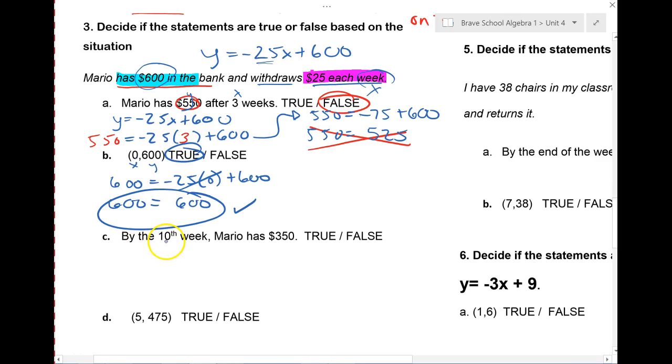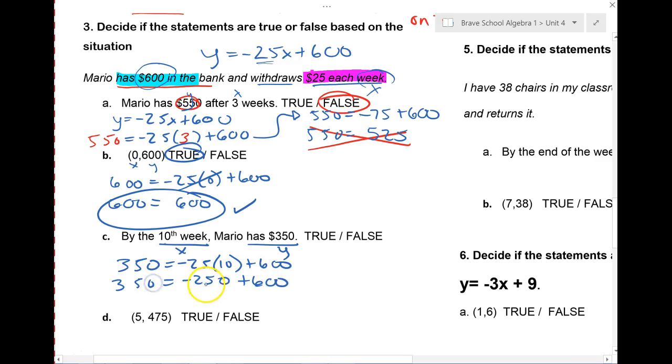Okay, this one, remember, it says the 10th week, so that's x, and then has 350, so that's our y. 350 equals negative 25 times 10 plus 600. Okay, so now negative 25 times 10. Okay, it's negative 250. And then negative 250 plus 600, different signs, so we subtract, and that is 350. So this is also true.